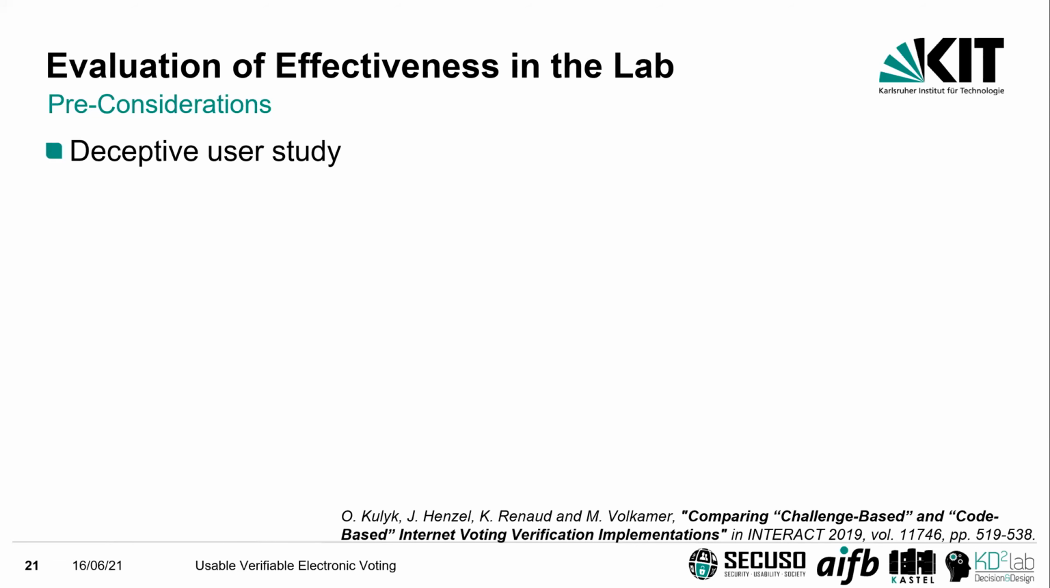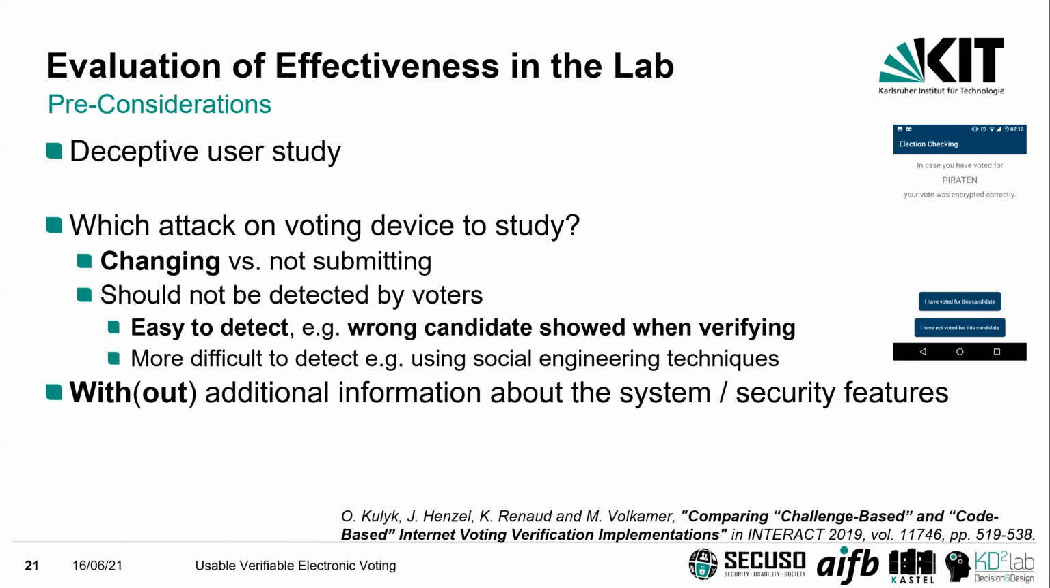Okay, so we were thinking of which manipulations to study, and we thought there are at least 3 dimensions to think of. One is the type of attack, and actually I learned today that there's a third one, but we only thought there's either I want to change the vote or make the voter not submit anything, but think a vote has been submitted.